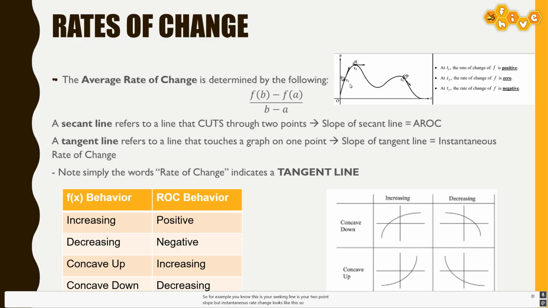So at t1, the rate of change of f is positive because it's going upwards. At t2 it is 0 because it's a constant line. And at t3, it's negative because it's going downwards. And for precalc, that's all you have to do. Identify if it's going positive, 0, or negative. You don't have to determine the exact value yet. That's calculus.